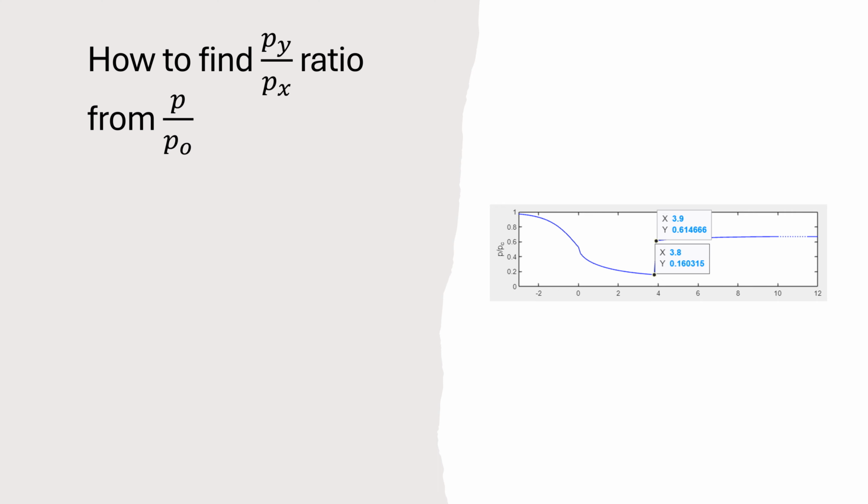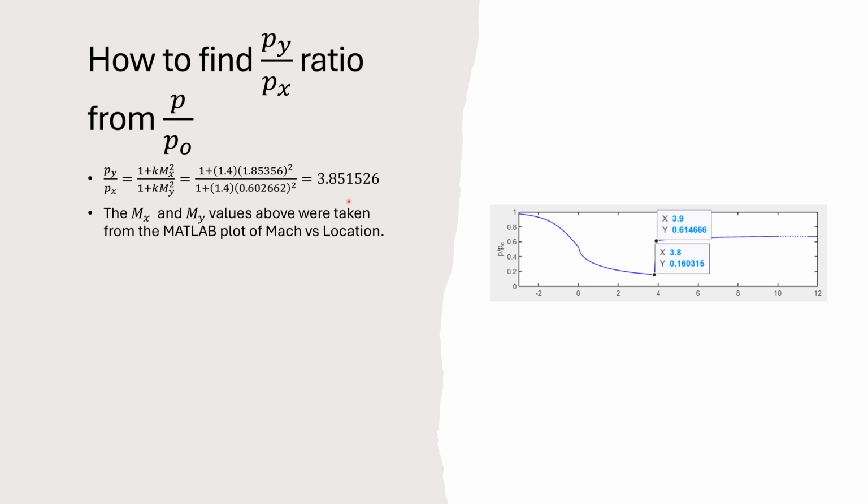Alright, so the last thing for this presentation is we're going to try to find how we can find a Py over Px ratio from the P over P naught ratio. The Py over Px ratio is essentially how much the pressure is changing before and after the shock. There's a couple of ways that we can approach this. The first approach is through an equation directly. From the previous two slides, we found the Mach before the shock and the Mach after the shock. And k throughout this whole presentation has been 1.4. So plugging in those numbers, we found it to be around 3.85.